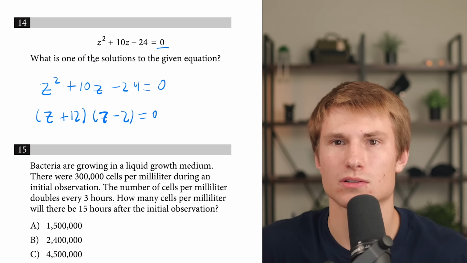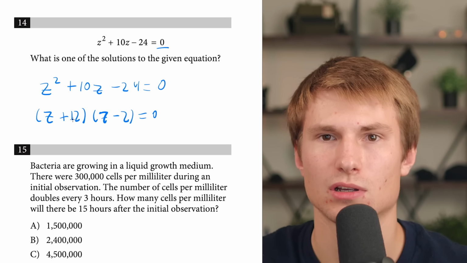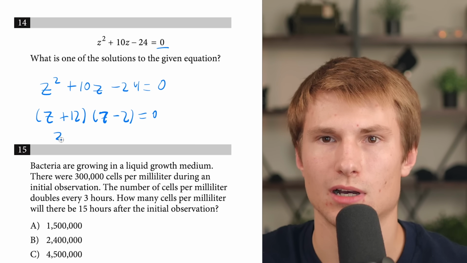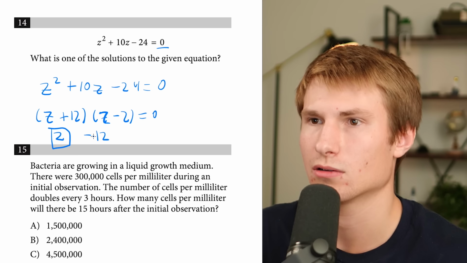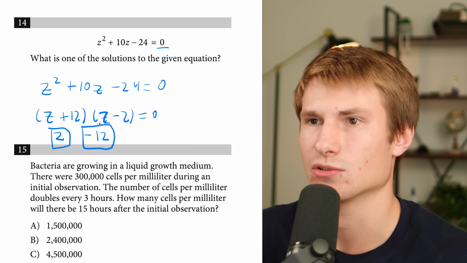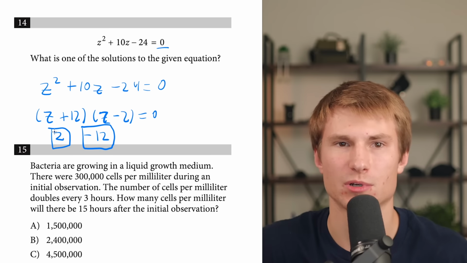So what is one of the solutions to the given equation? All right, well, one of them would be positive 2, so we can just go with that. We could also go with a negative 12 as well. So those would be the 2 possible solutions. We only need to do one of them, so I would just put in 2 personally, but you could take your pick there.